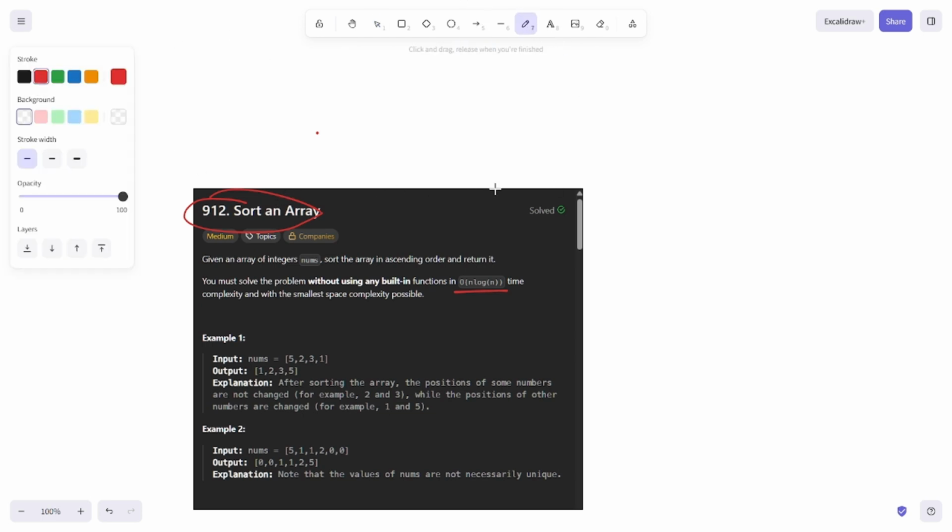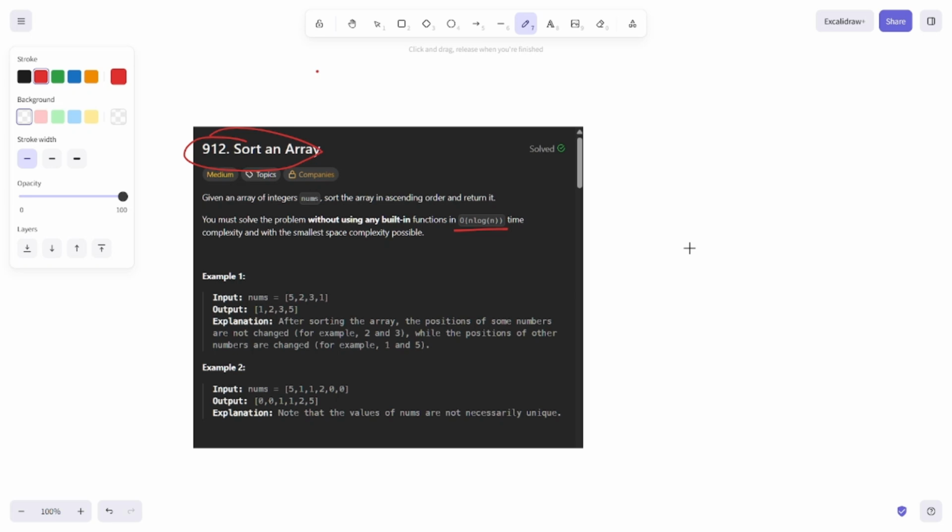We're going to talk about question 912 on LeetCode, Sort an Array. Basically, you must solve the problem without using any built-in functions, so no Arrays.sort. And we have to use O(n log n) complexity. The first thing that may have come to your mind is either to use quicksort or merge sort.